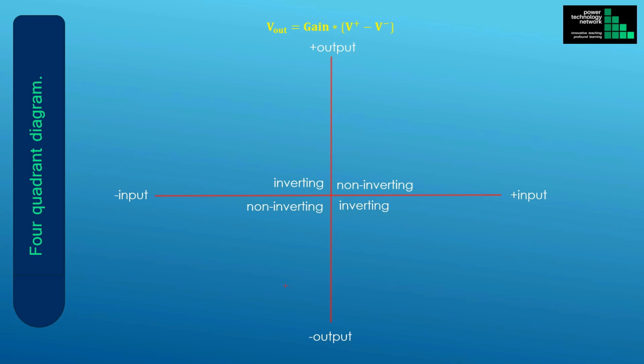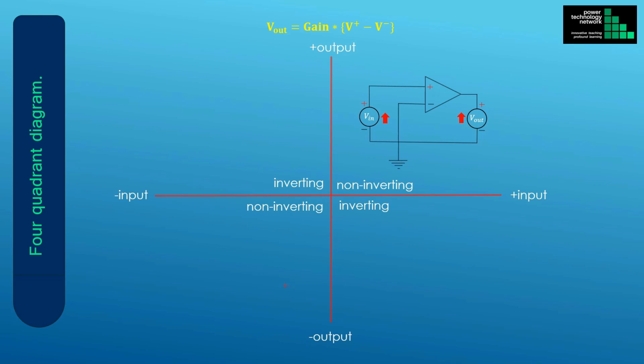The inverting amplifier operation is shown in the second and fourth quadrants. In the case of an inverting amplifier, the input and output voltages are 180 degrees out of phase. In the second quadrant the input is negative, and output is positive. In the fourth quadrant the situation is reversed, with the input voltage positive and the output negative.